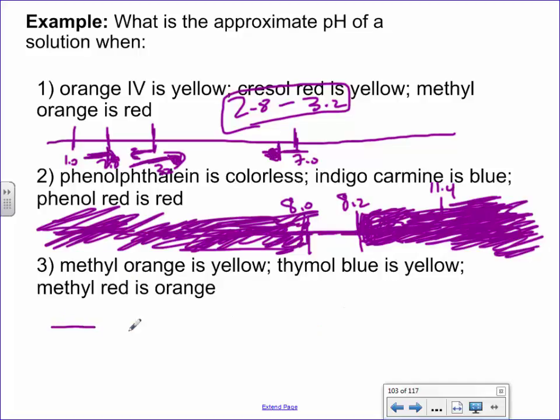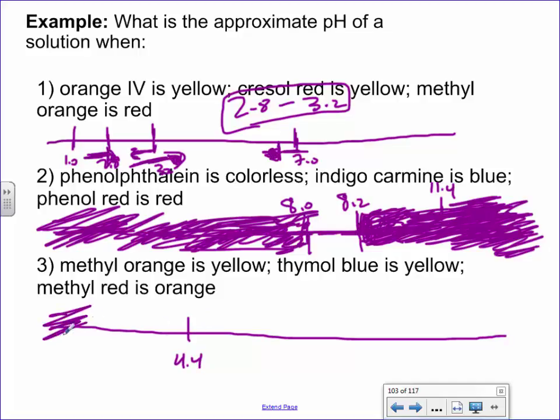Methyl orange is yellow. So find methyl orange, it's the fifth one down. If methyl orange is yellow, yellow is everything more than 4.4. So I would say 4.4 goes right here. If I want it to be yellow, I'm going to shade everything below the 4.4 so that my unshaded section is the more than 4.4. So as of right now, I don't know whether it's 5, 6, 7, 8, 9, 10, 11, 12, but I know that it's more than 4.4.